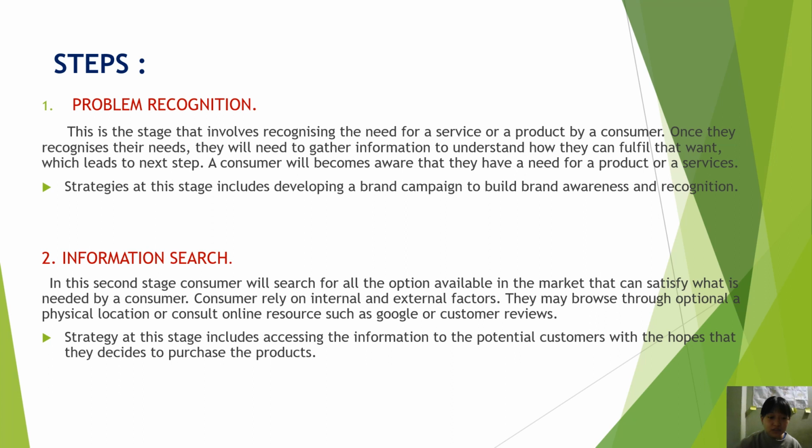And the next stage is information search. In this second stage, the consumer will search for all the options available in the market that can satisfy what is needed. In this stage, the consumer will consider all the benefits and drawbacks of the purchase. They may browse through physical locations or consult online resources such as Google or customer reviews.